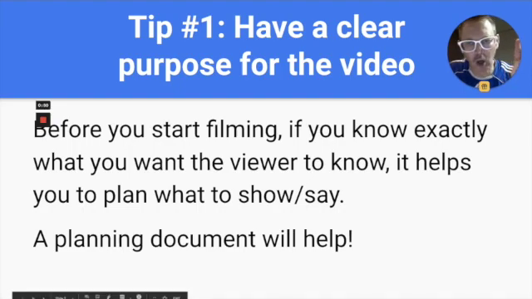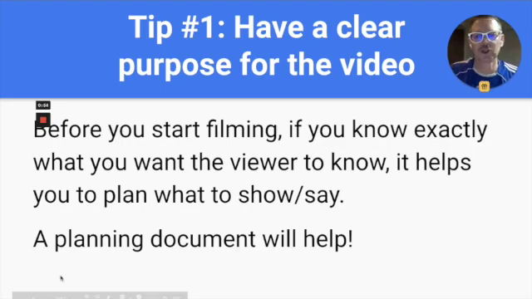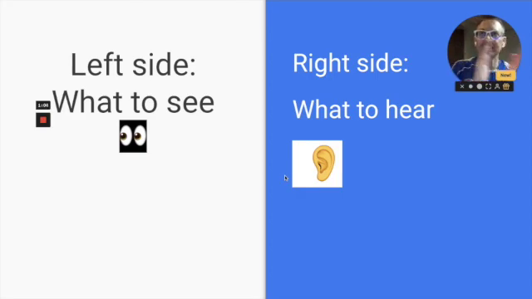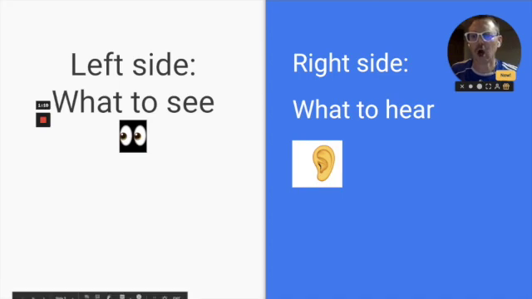And remember, all TV and movies always have some kind of a document just like this. So it's good to think about on the left side what they're going to see, and on the right side what they're going to hear. You can think about those two things separately: what you'll see and what you will hear through the audio.